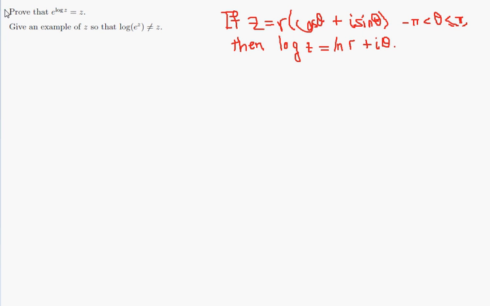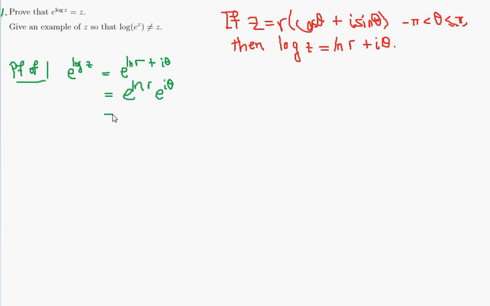So first off, let's prove that e to the log of z is equal to z. So proof of 1. e to the log of z, by the definition in red, is equal to e to the natural log of r plus i theta. So that's equal to e to the natural log r times e to the i theta.